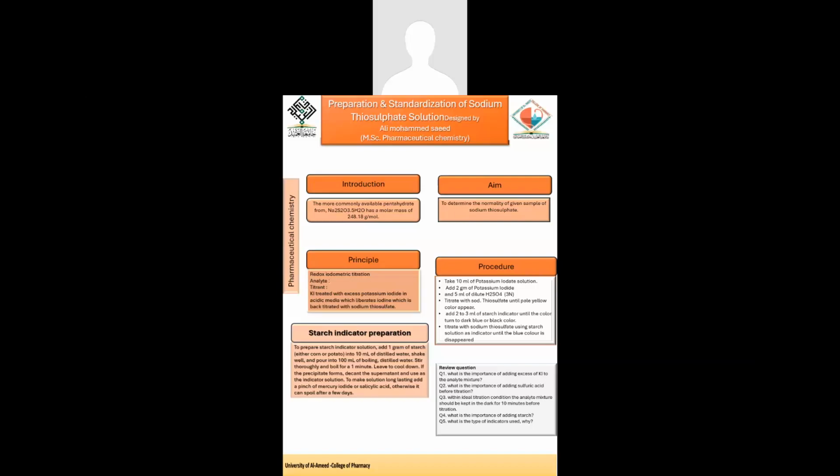We have to add 5 ml of diluted H2SO4, 3 normality to facilitate the reaction and liberation of the iodine, which reacts with the sodium thiosulfate to give sodium iodide. Reaching near the end point, the color of the iodine, which is dark brown, converts to pale yellow color.